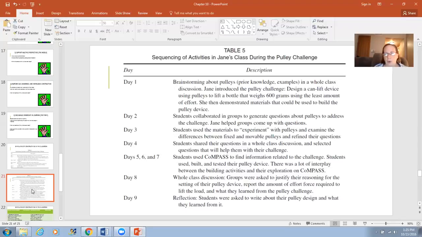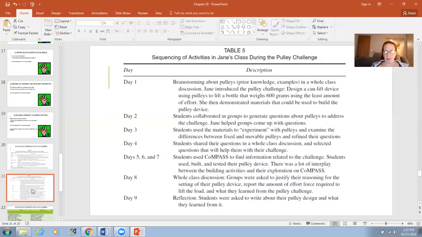On day 8, there was a whole class discussion. Groups were asked to justify their reasoning for the setting of their pulley device, to report the amount of effort force required to lift the load, and what they learned from the pulley challenge. So not only do they learn in their group, but then they're showing the other classmates what they learned. So everybody's learning from each other. And then on day 9, there is a reflection, and students were asked to write about their Foley design and what they learned from it.